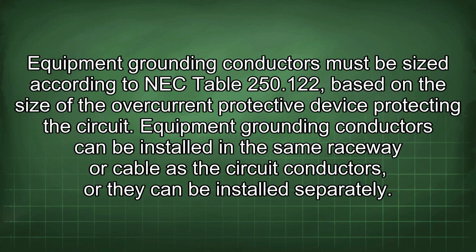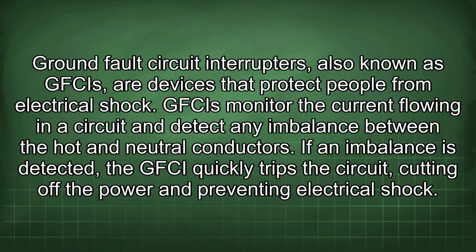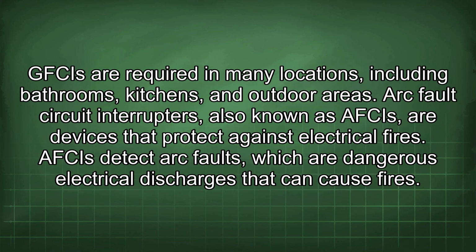Ground fault circuit interrupters, also known as GFCIs, are devices that protect people from electrical shock. GFCIs monitor the current flowing in a circuit and detect any imbalance between the hot and neutral conductors. If an imbalance is detected, the GFCI quickly trips the circuit, cutting off the power and preventing electrical shock. GFCIs are required in many locations, including bathrooms, kitchens, and outdoor areas.